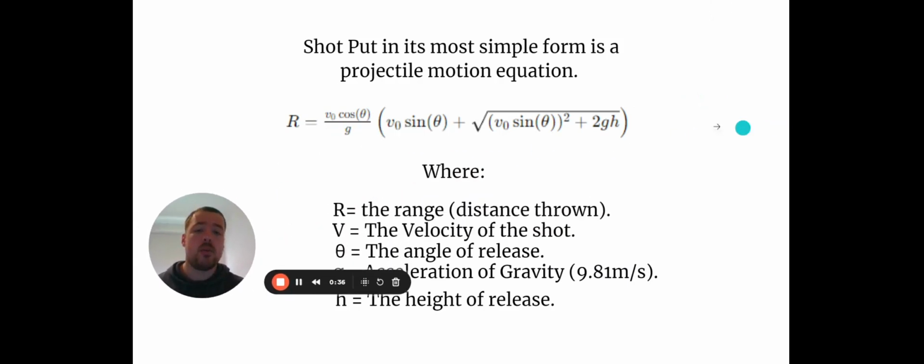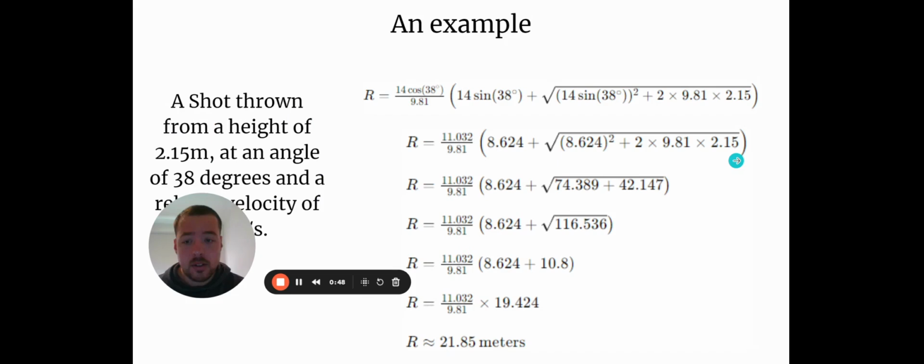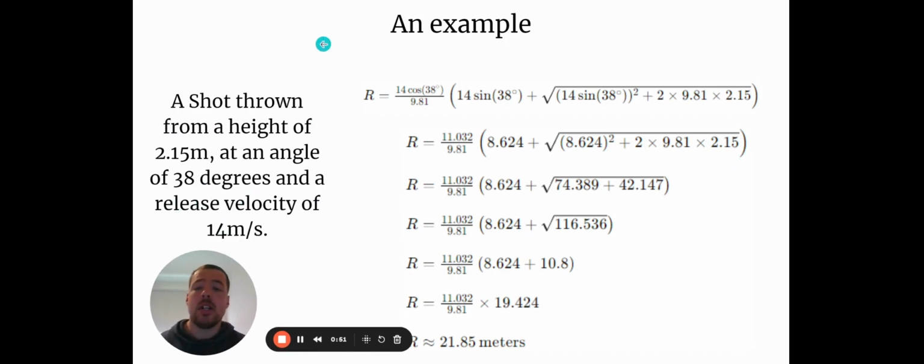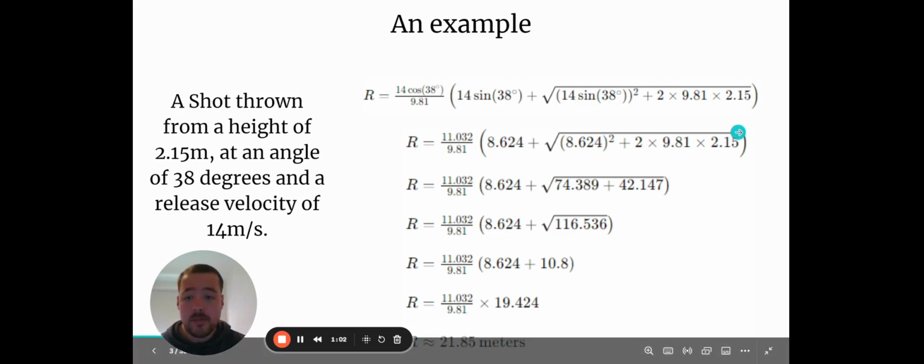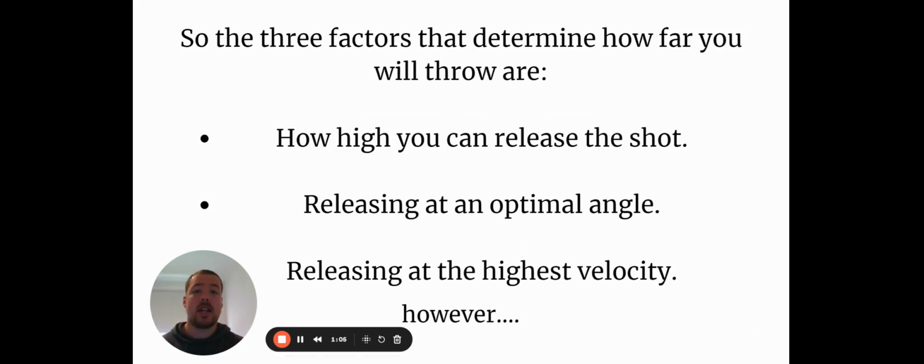Now, when we look at shot put in its most raw form, it's just a projectile motion equation, okay? We can calculate the distance of the shot that is thrown based on the release velocity, the angle of release, and the height of release. Now, in a practical example, if you throw a shot from 2.15 meters at an angle of 38 degrees at a velocity of 14 meters per second, we can put that through the equation and you're going to throw 21.85, okay? So the three factors that are going to determine how far you throw the shot are how high you can release it, at what angle you can release it, and at what speed you can release it, okay? These three factors are going to determine what the throw is.